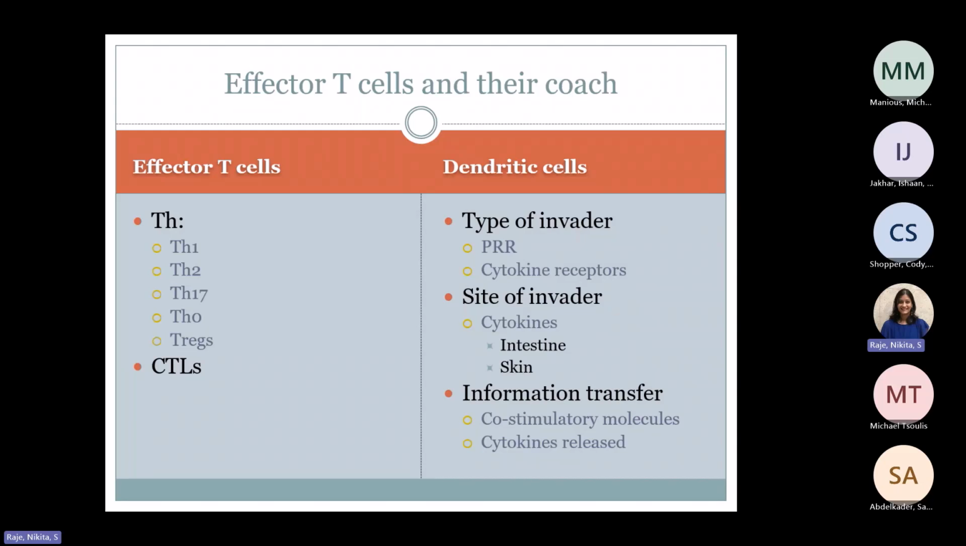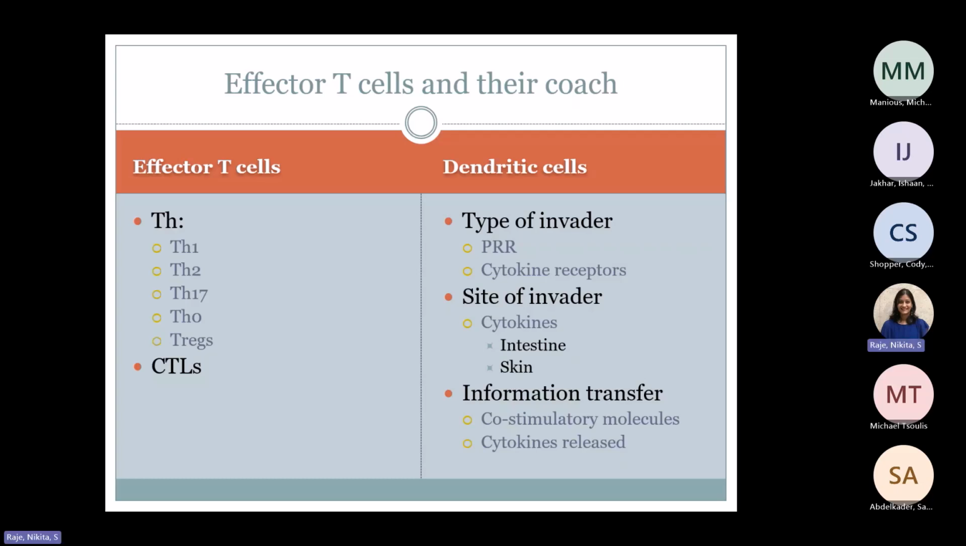Now let's talk about these T cells and their coach, right? The antigen presenting cells, like dendritic cells mainly for naive T cells, are their coach. How does the coach help those T cells make their decision? The way the dendritic cells convey the message is that when they are presenting the antigens to these T cells, they tell the T cells what type of invader they are dealing with and the site of invasion. How do they convey this message?